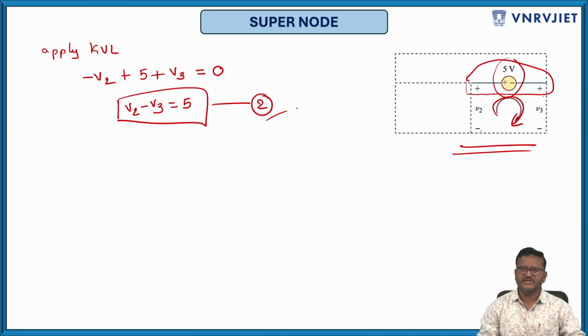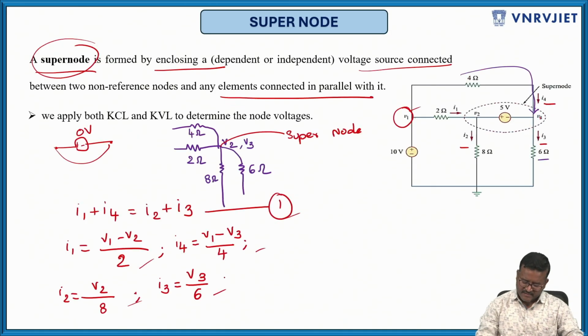Now we have one more equation. With this equation, V2 and V3 are unknowns, but V1 we know equals 10 volts. So with those substitutions, you can get the other two node voltages. This is how you can calculate the unknown node voltages using supernode analysis. Supernode analysis occurs whenever you find a voltage source existing between two non-reference nodes.